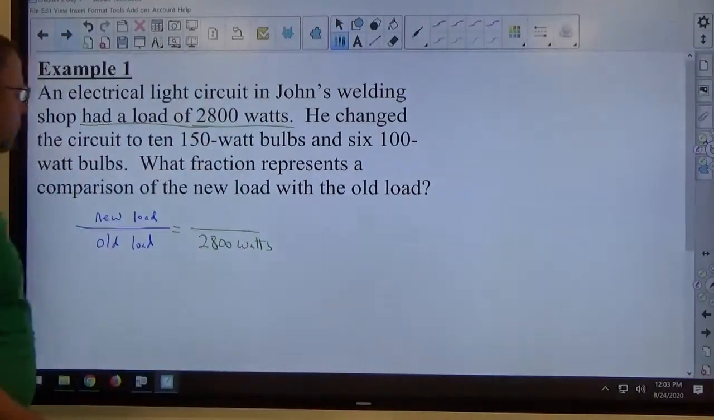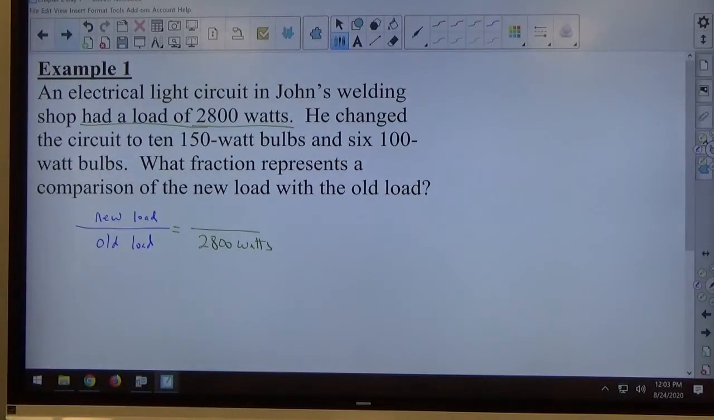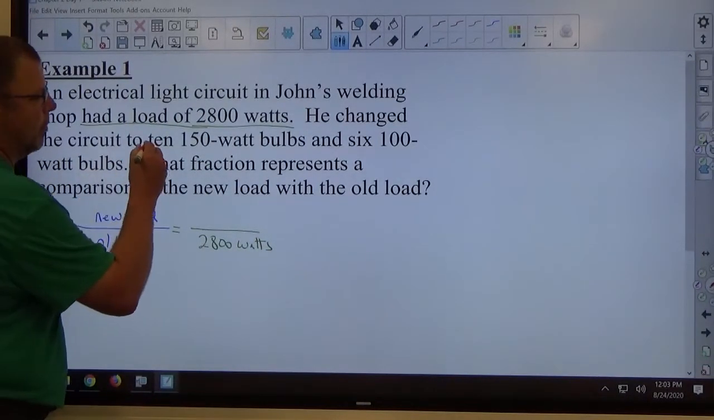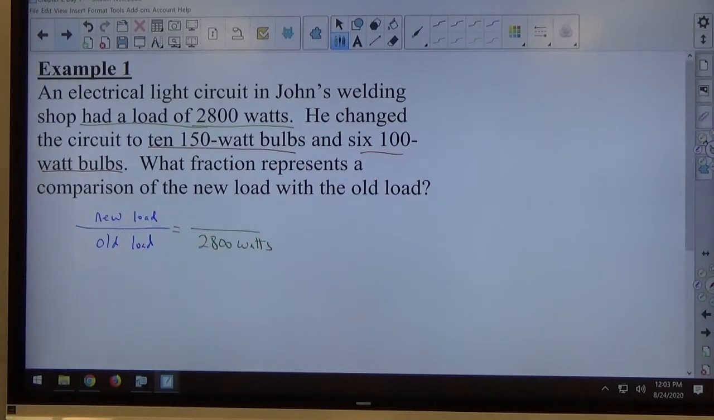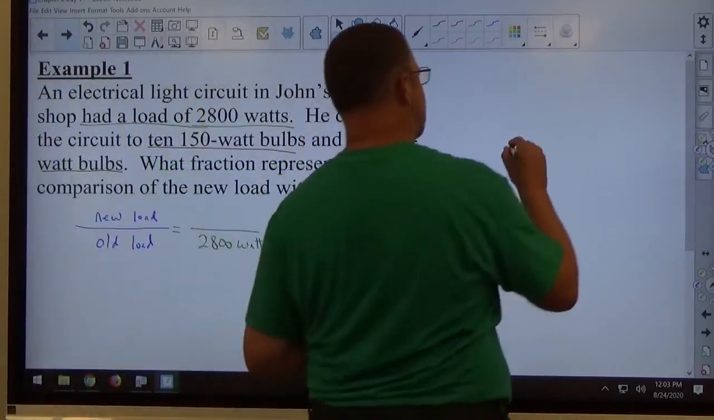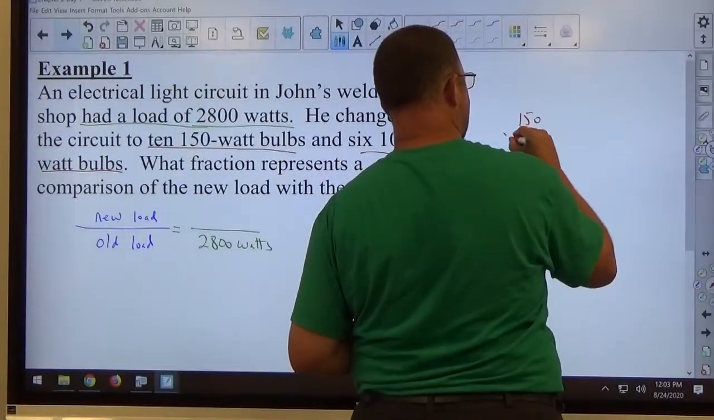Now the new load circuit that we're going to be using now has 10 150-watt bulbs and 6 100-watt bulbs. So can anybody take a guess as to how we're going to find the load on this? Go ahead, Maverick. Because this is 10 150, you just times 10 with 150, and then 6 with 100, then add them together when you're done.